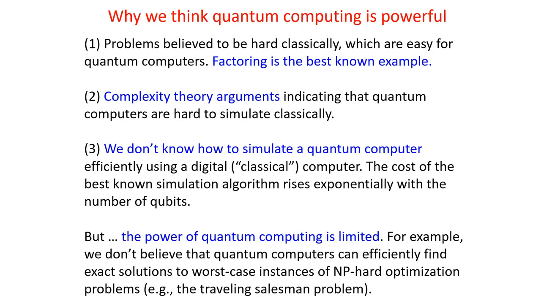For one thing, we know of some examples of problems that we think are hard for classical conventional computers, but for which theoretically quantum computers would be able to solve the problem efficiently. The best known example of that is finding the prime factors of a large composite integer. And we think factoring is hard because really smart people have been trying for decades to come up with more efficient factoring algorithms for classical computers and haven't succeeded.